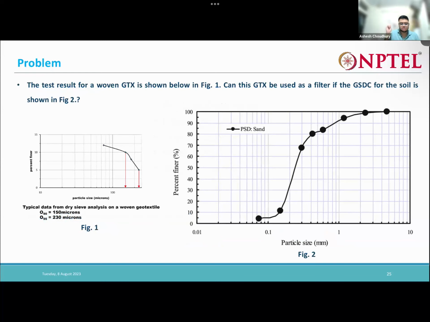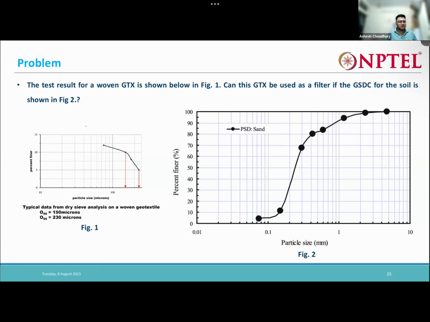Okay. Now let us solve this problem. The test result for a woven geotextile is shown below in figure 1. Can this geotextile be used as a filter if the grain size distribution chart for the soil is shown in figure 2? Figure 1 is the test result for the geotextile, and figure 2 is the test result for the soil.